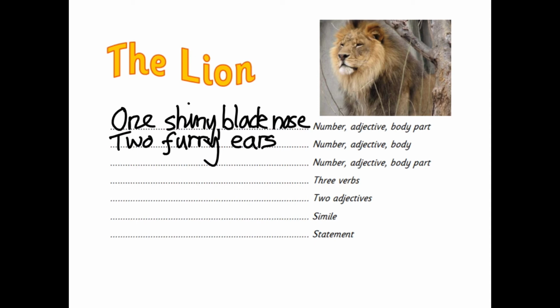And there's another number, adjective, body part. Let's go back to one. One, let's do a really good adjective, magnificent. I wonder if you can guess what I'm going to do. One magnificent mane, which is the hair all around his face. Then we need three verbs in a row. So we have to think about what a lion might do.